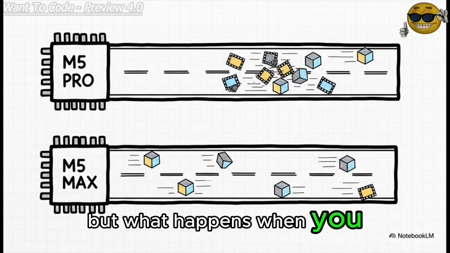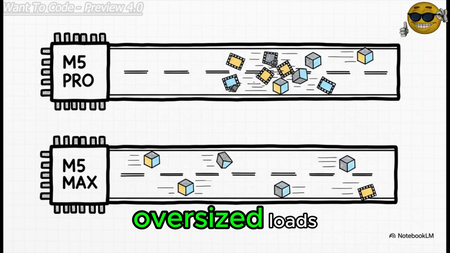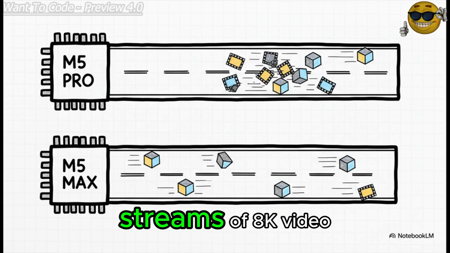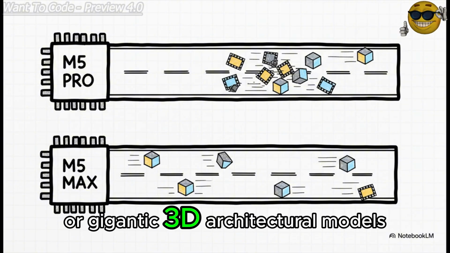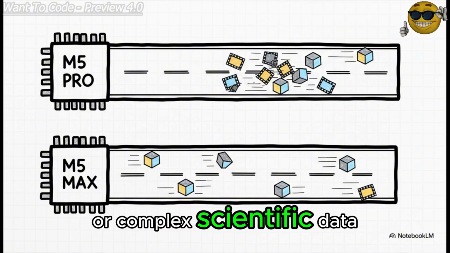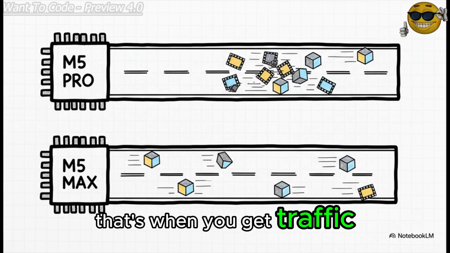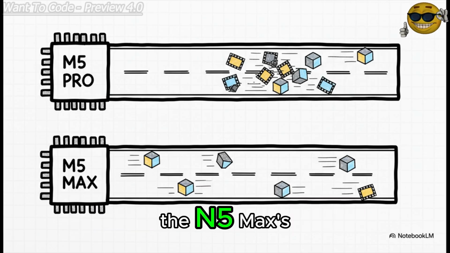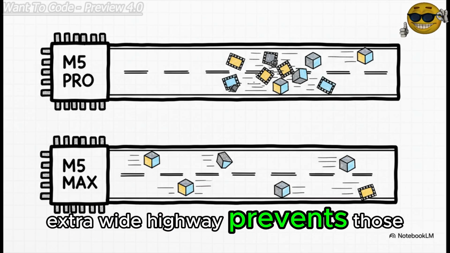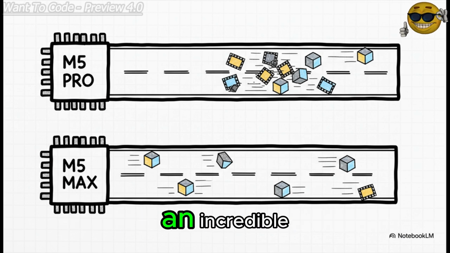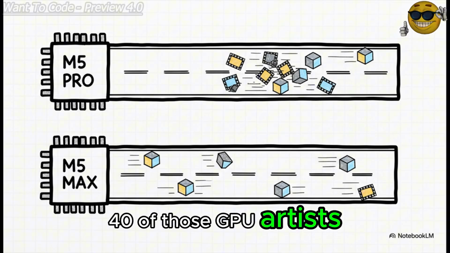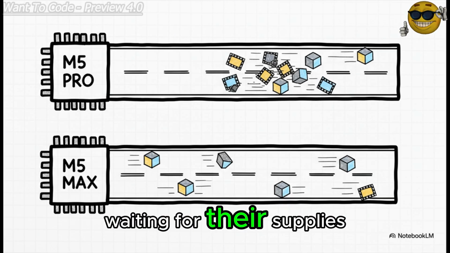But what happens when you start dealing with huge, oversized loads? Imagine trying to move multiple streams of 8K video, or gigantic 3D architectural models, or complex scientific data. That's when you get traffic jams on the smaller highway. The M5 Max's extra-wide highway prevents those data bottlenecks and keeps everything moving at an incredible, seamless speed. It makes sure that all 40 of those GPU artists are never just standing around waiting for their supplies.